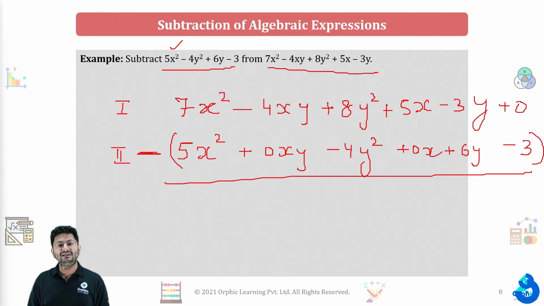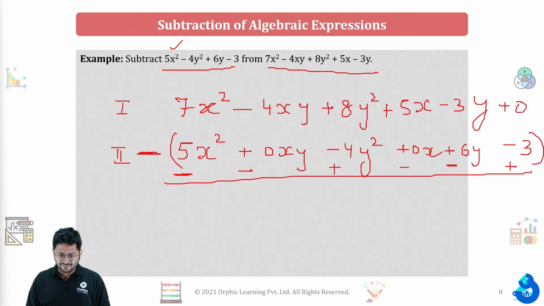So this plus 5x² will become minus 5x². This will be minus 0xy. Minus 4y² will become plus 4y². Then plus 0x will become minus 0x. Plus 6y will become minus 6y and minus 3 will become plus 3. Now we'll do the addition wala thing.